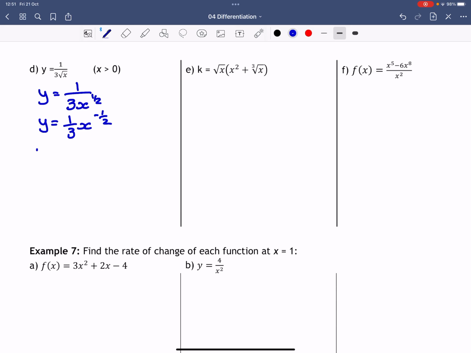Differentiate now. So I'll say dy by dx. A third times negative a half is going to give me negative a sixth, x to the power of negative a half take away 1. So again, if you're not fine with that, go to the side, work it out. Negative a half take away 1 is the same as saying negative a half take away 2 halves. So I get negative 3 halves.